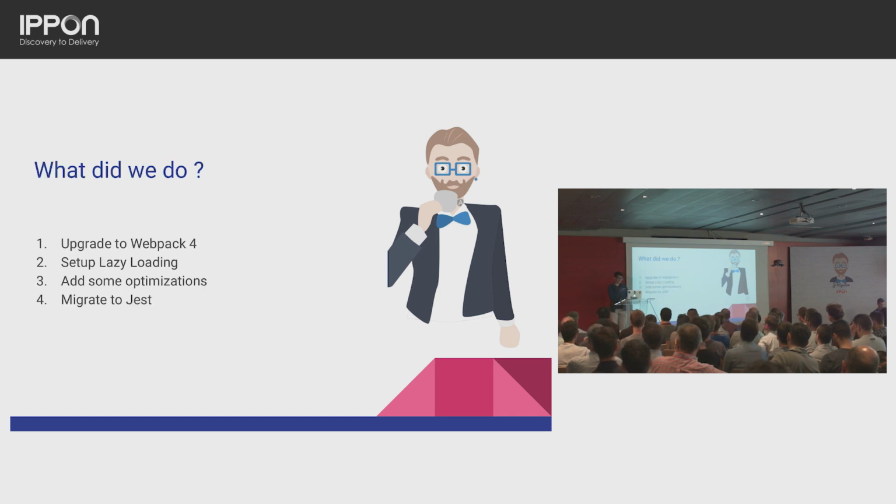So, what did we do during the JHipster 5 making? We first upgraded to Webpack 4. Then we set up the lazy loading in Angular. We also added some optimizations. And finally, it's pretty recent, we migrated to Jest from Karma.